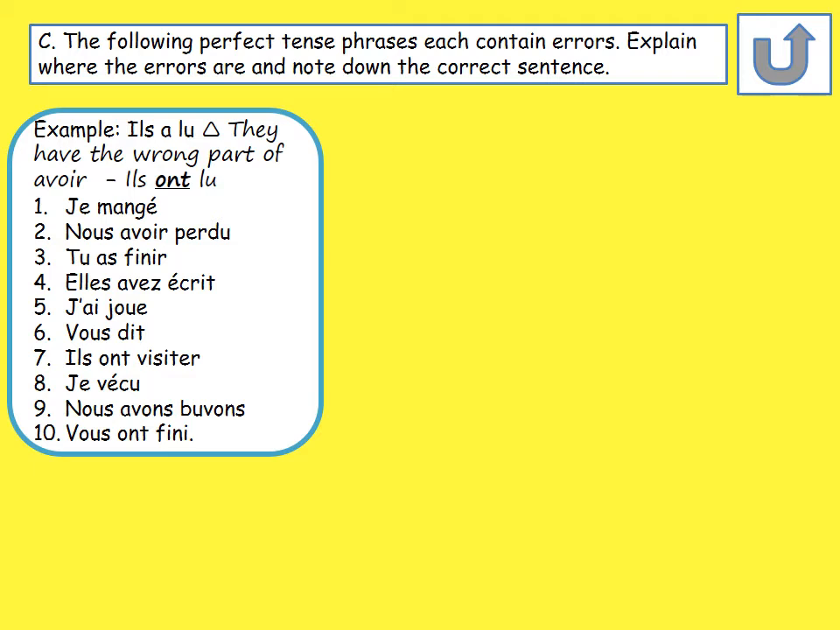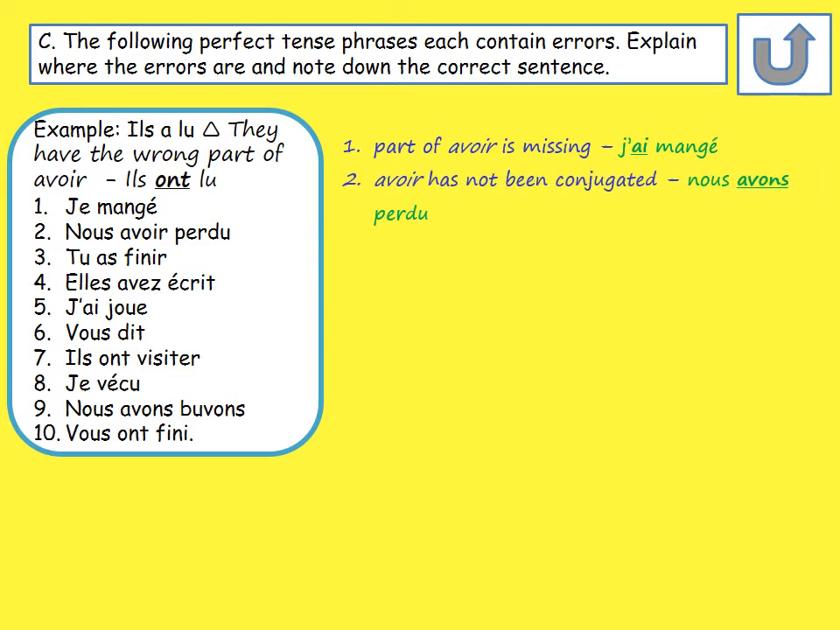Okay, so how did you get on? We talked about the first one, that part of avoir is missing. It should be j'ai mangé. What about number 2? Nous avoir perdu. Well, avoir hasn't been conjugated. It's just in the infinitive form. So you need to change it to correspond with the nous. So nous avons perdu. Tu as finir. You've got the right form of avoir, but you've just got the infinitive instead of changing it to the past participle. Should be tu as fini.